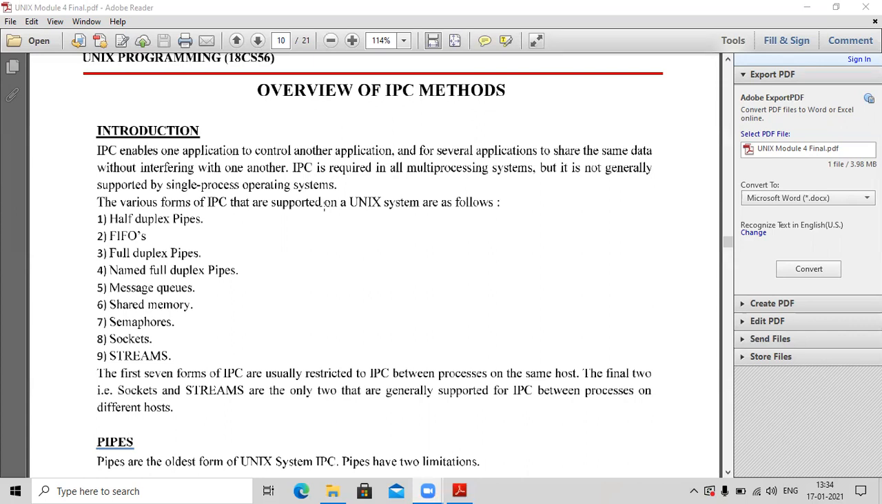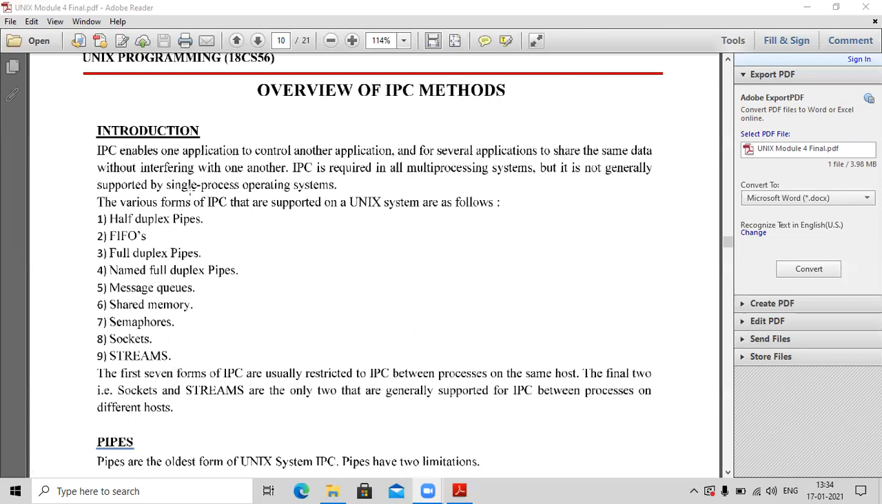Your Unix operating system supports different types of IPC, inter-process communication. These are the 9 major types of IPC supported by your Unix operating system. They are half duplex pipes, FIFO, full duplex pipe, named full duplex pipe, message queue, shared memory, semaphore, socket, and streams.